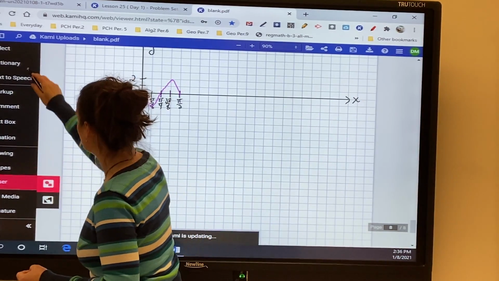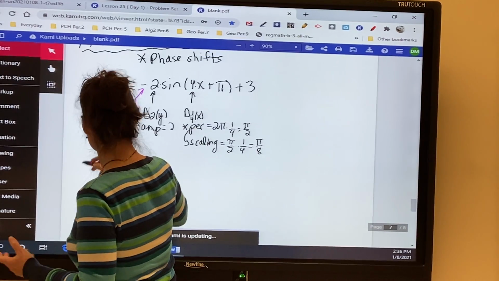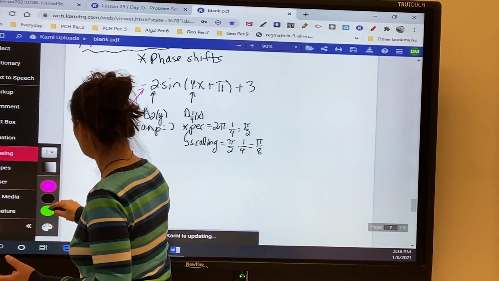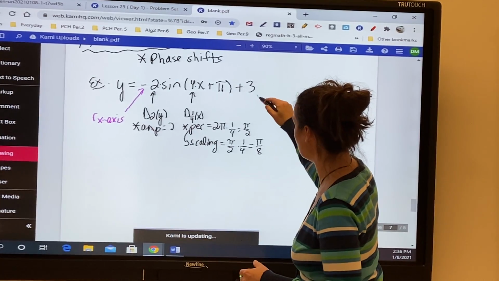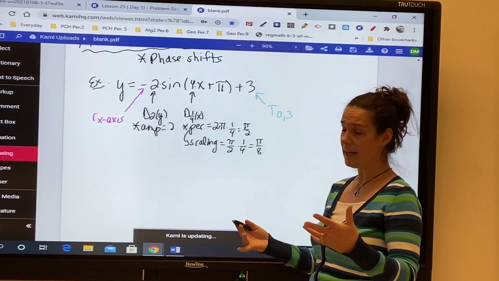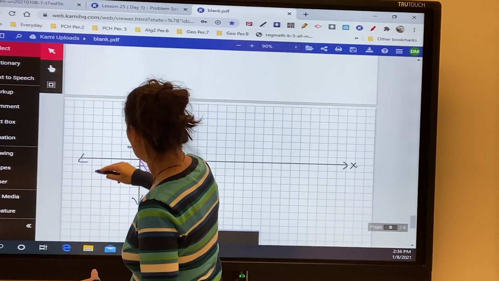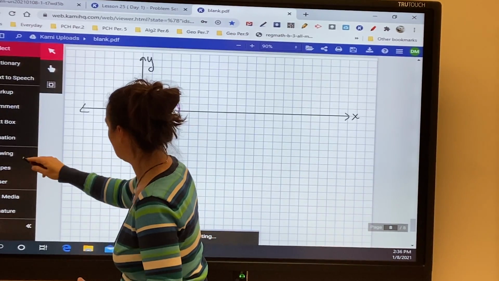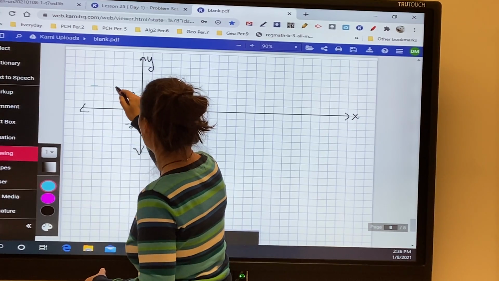So the next thing that you're gonna do is a translation, and I do the translations in parts, okay? So the first translation that we look at is the vertical, so that's that +3, all right? So that's going up 3, so that's gonna change that midline, okay? Remember we talked about that on Friday, okay? And so what we do is we put a new midline at y equals 3.